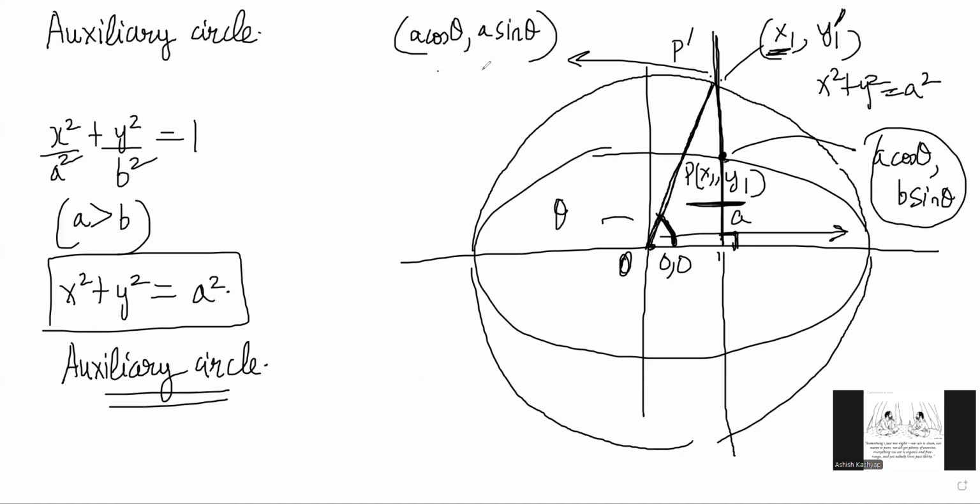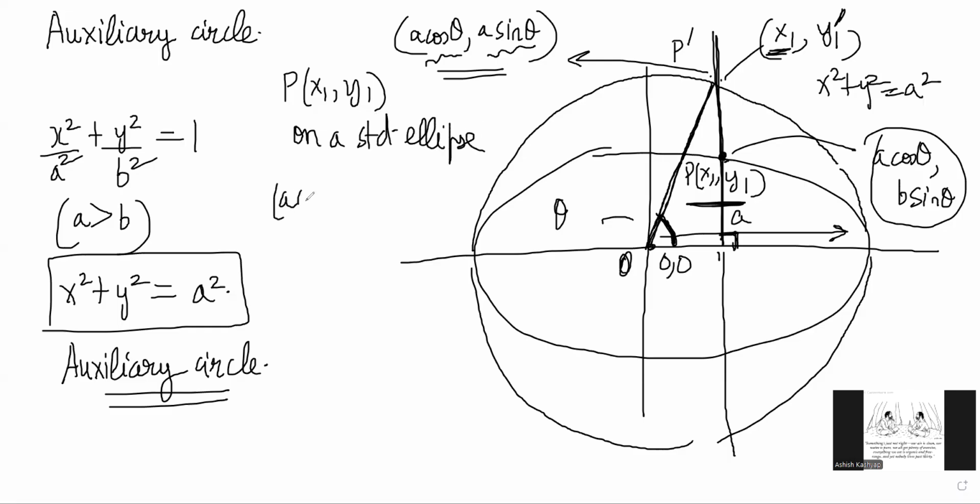And because we know the parametric representation of any point on a circle, it is a cos theta, a sin theta. From there, we figured out that the x coordinate of point P is a cos theta. And if the x coordinate of point P is a cos theta, then the y coordinate becomes b sin theta. So another way to write a point P x1, y1 on a standard ellipse is to write it in terms of a cos theta, comma b sin theta.